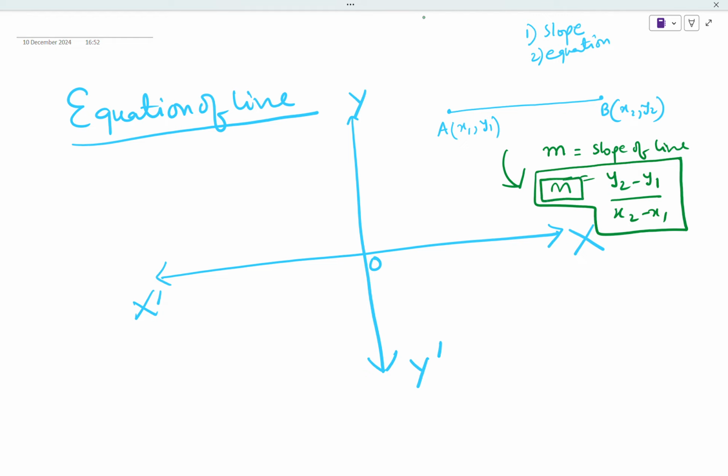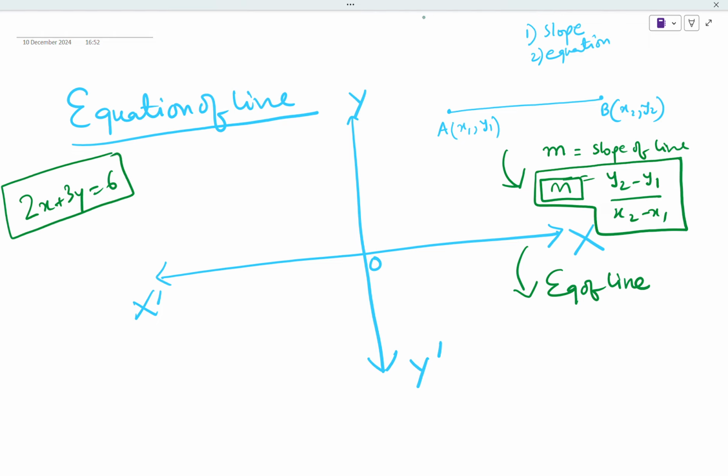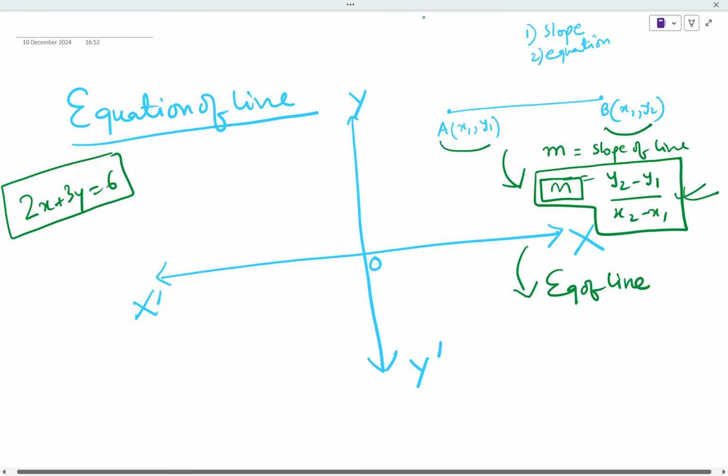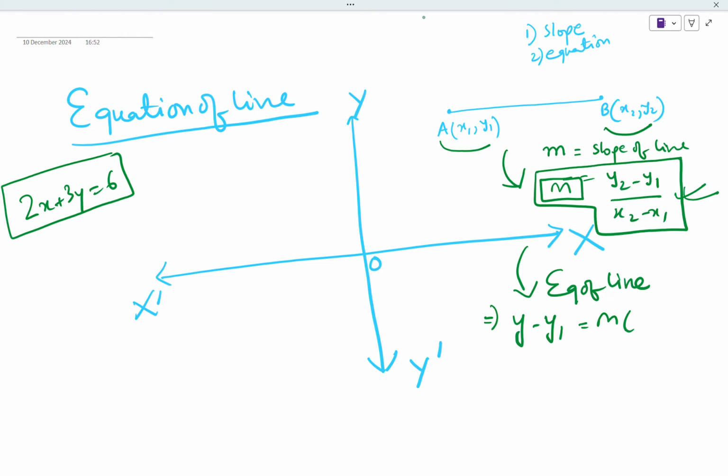Now using this value of m, you need to find the equation of the line. An equation of the line is something of the form like 2x plus 3y equal to 6. Imagine this is an equation. This is actually a line on the graphical plane. Using these two coordinates that join the line, we need to find an equation, and in finding that equation we will require this value of slope that we calculate using this formula. So the equation of the line is given by y minus y1 equal to m times (x minus x1).